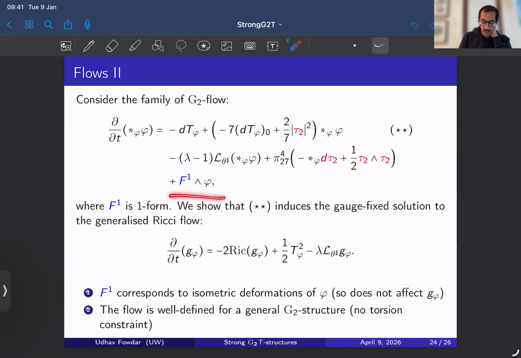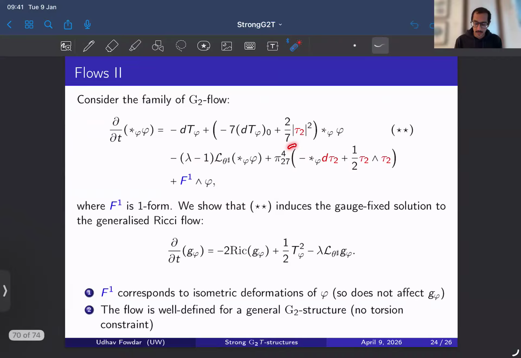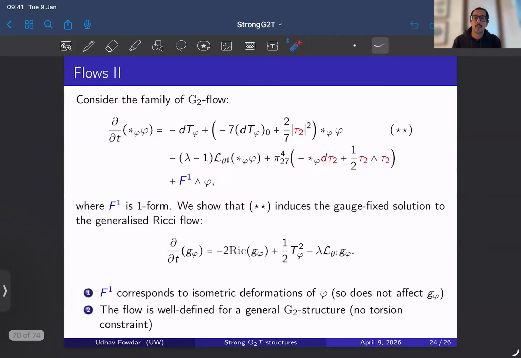But now there's a freedom, because if I only want the metric to evolve this way, there's a freedom of deforming the metric within its isometric class. And this is given by a one form. And so there's a freedom of what possible flow I can pick. Notice that this flow works no matter what, because what I've done is I've taken the obstruction term tau2, which doesn't exist, and just shoved it inside the problem, because I cannot typically prove that this condition here would be preserved by the flow.